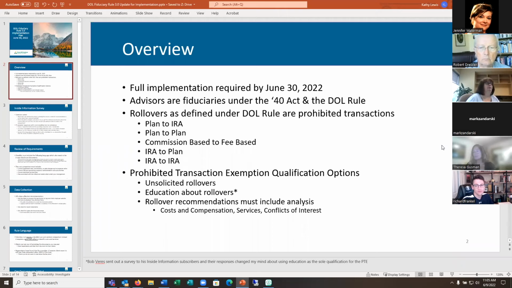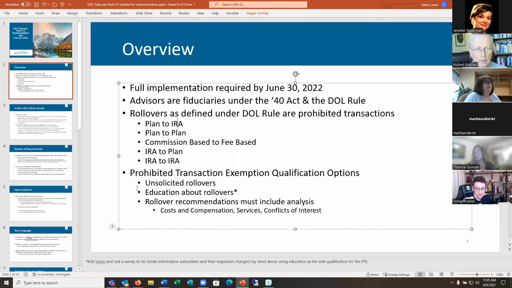Now, this rule focuses on rollovers, and the DOL defines rollovers in several ways and says they are prohibited transactions. So basically they're saying, if you recommend to a client that they move their 401k plan to an IRA, you have just committed a prohibited transaction. The rollover definitions you can see here: plan to IRA, plan to plan, commission-based to fee-based, and vice versa, IRA to a plan, which I believe is very rare, and IRA to IRA.